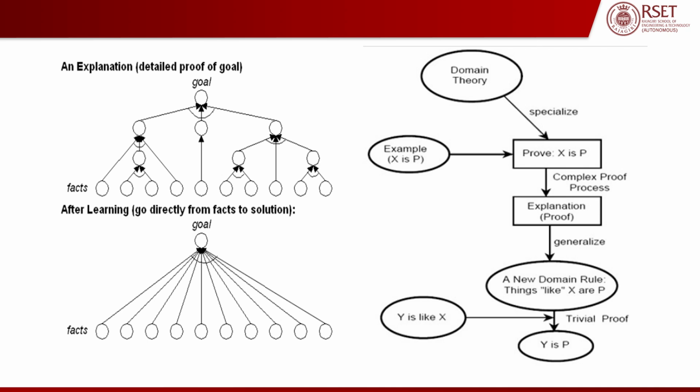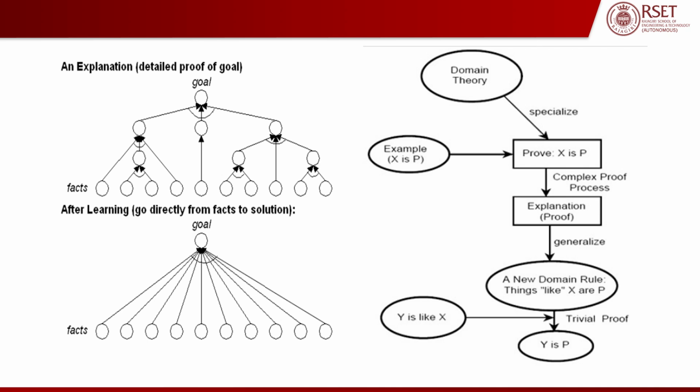Okay, the next diagram, the flow chart, depicts the explanation-based learning process, and how it generates a new rule from a single example. At the top, we can see the domain theory, right? This represents the prior knowledge about the subject, all the rules, principles, and relationships which we already know, or the knowledge base. Next, we consider a specific example stated as X is P.